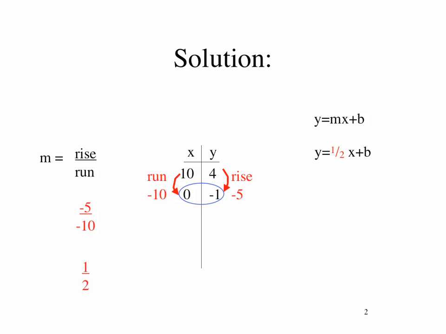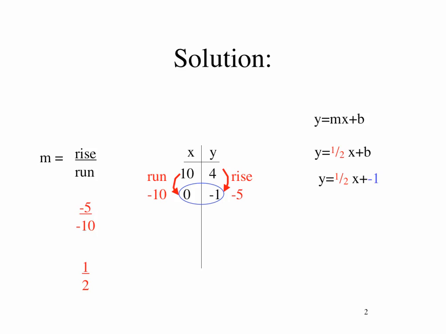Remember, the y-intercept is where the line crosses the y-axis, and at that point, the x-coordinate is 0. So we can tell just by looking at our table that the y-intercept here is -1, and we can complete our y equals mx plus b equation by plugging -1 in for the y-intercept, or b.